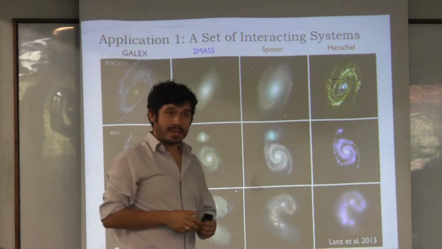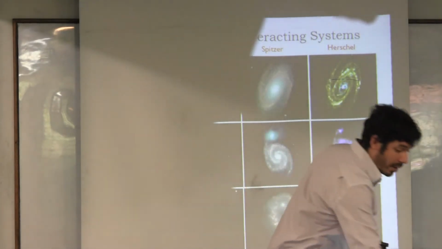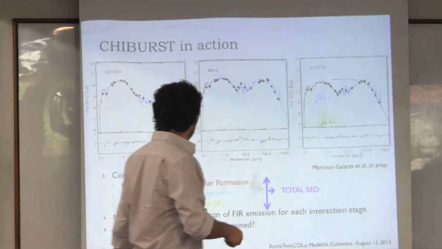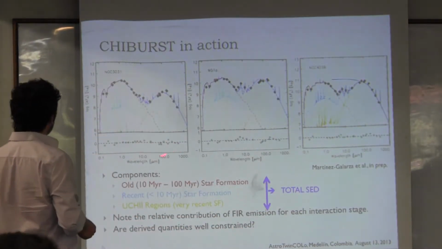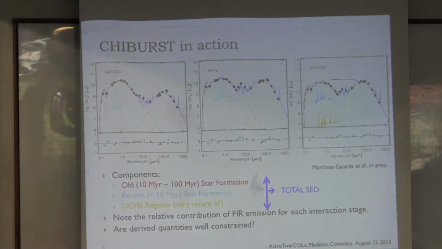And now we want to understand the properties of the system by looking at their spectral energy distribution. And so this is what we get. So we get fits, of course. So we have collected data for these galaxies. And this is, again, a galaxy that is in a very early stage of interaction. This is an intermediate state of interaction, and this is a very highly disturbed system. And then we fit those data with our models, with our method.